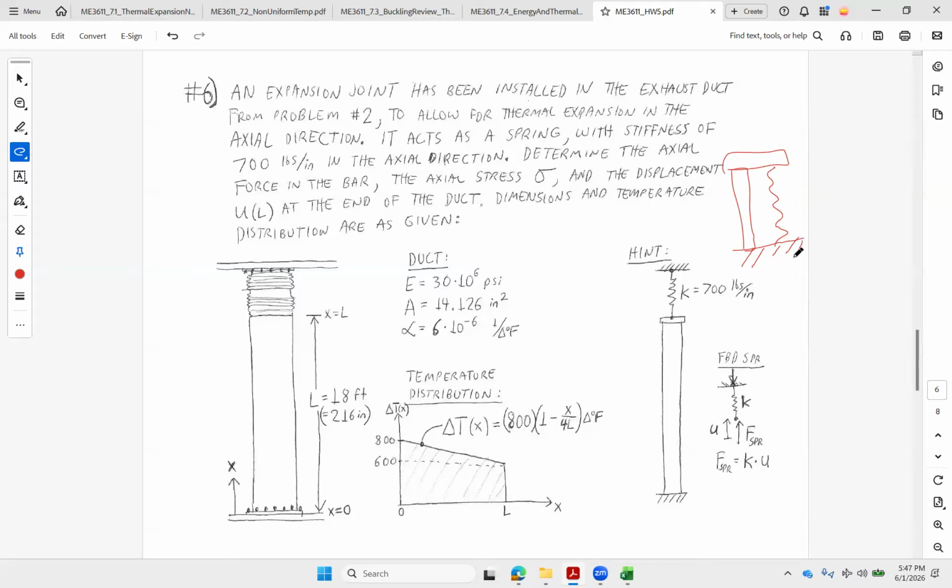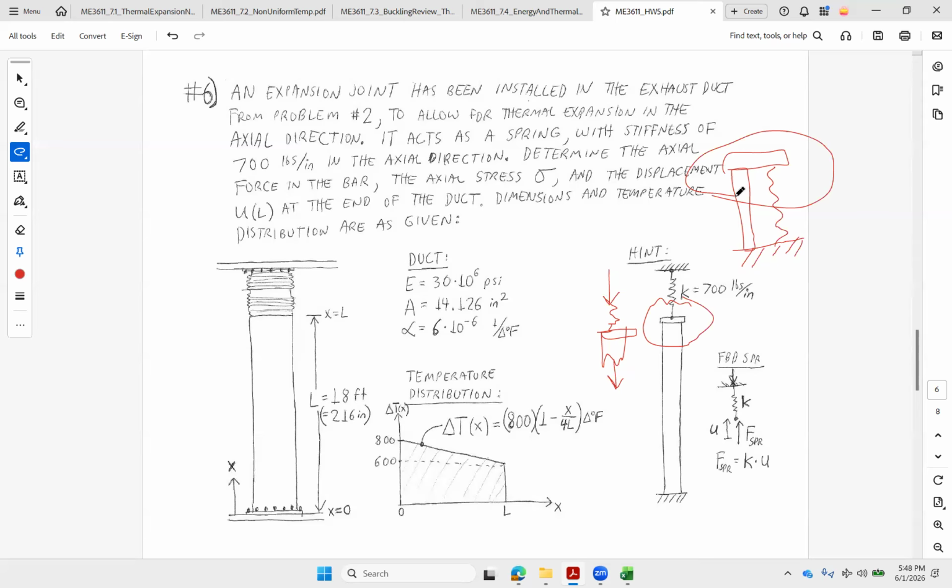U for the bar, which is going to be FL over AE plus my alpha integral delta T, is also going to equal U for the spring, which is just F over K. And because they're end to end, if I take a little cut right here, as drawn, I have F pushing up into the spring. So if I were to draw these two as a free body, and then here's my joint, and then here's my bar, F for the bar goes this way, F for the spring as drawn goes this way. So forces are also equal and opposite, just like if I were to grab them side by side. Okay, so we're still going to have F bar and F spring be equal and opposite.